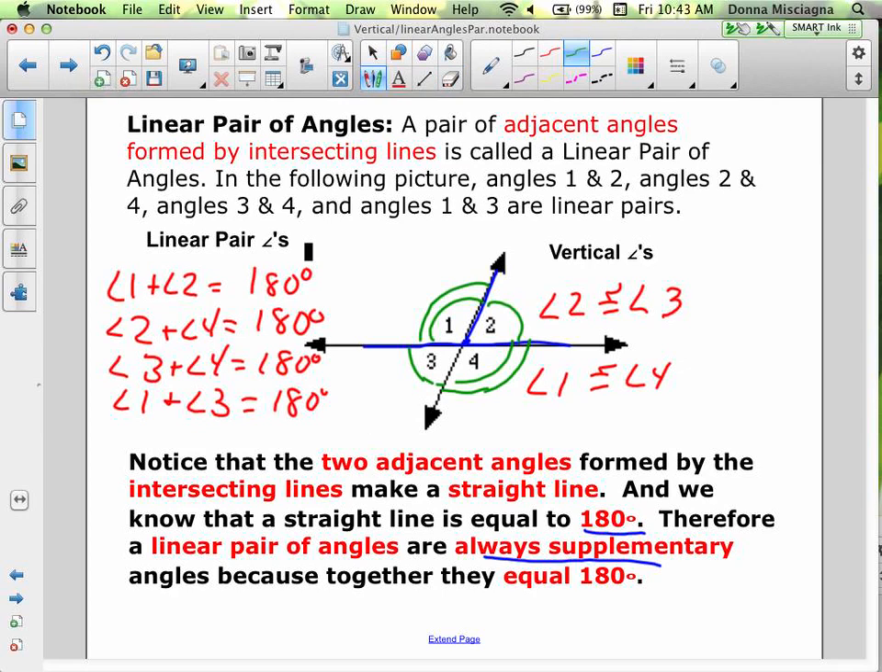So when we have two intersecting lines, we're always going to have two kinds of relationships. We're going to have two pairs of vertical angles, and they're going to be congruent to one another. And we're going to have four pairs of linear pair angles, and they're going to be supplementary to one another. So it's really easy to work with these angles because either they're congruent to one another because they're vertical, or they add up to 180 degrees because they're a linear pair.